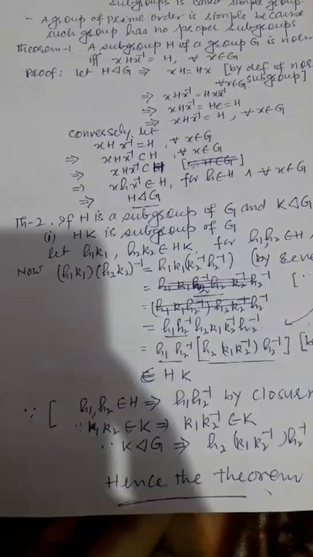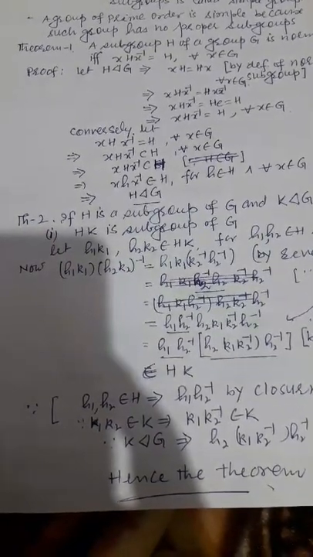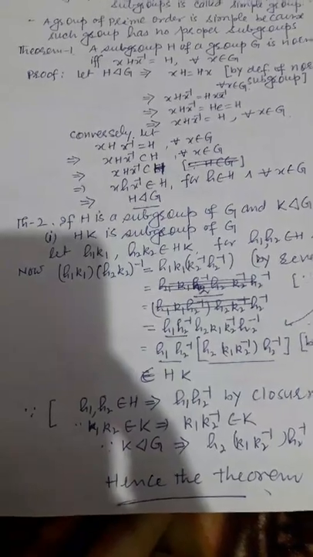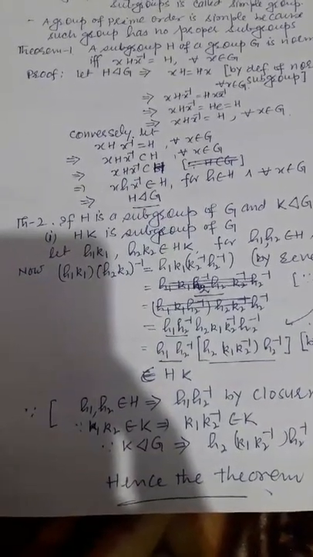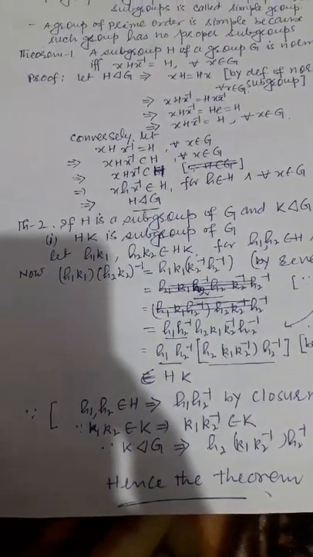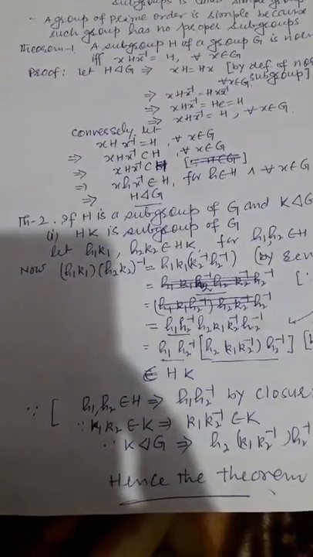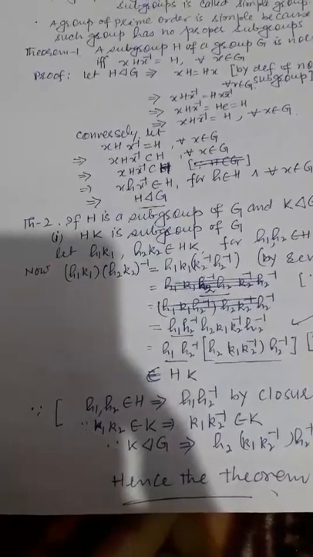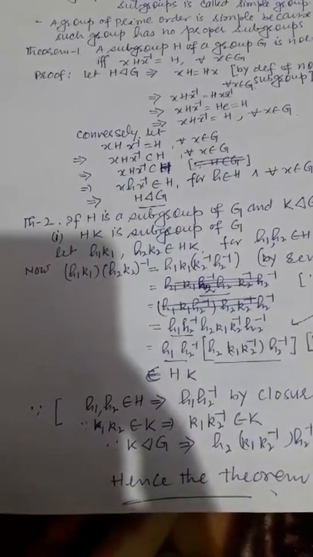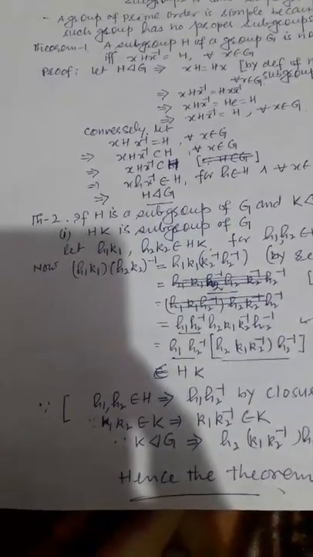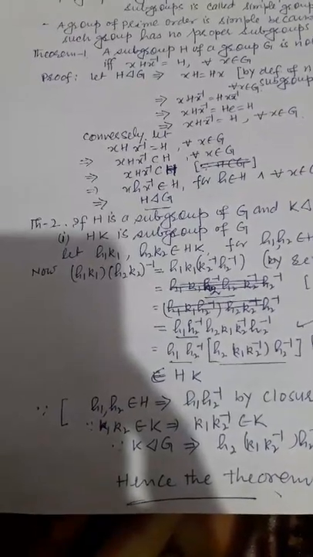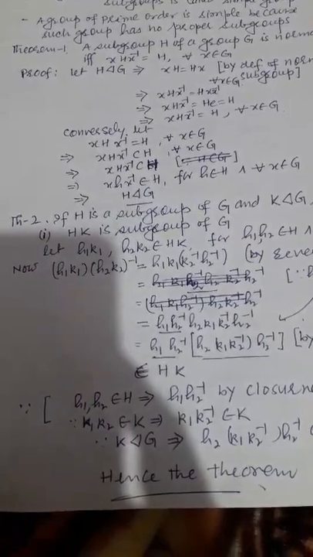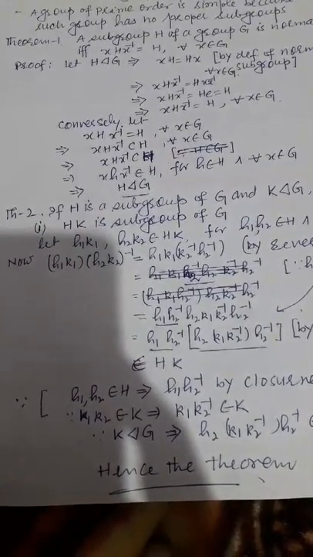So a group of prime order is always simple because we know a theorem: a group of prime order has no proper subgroups. Hence we can say it has no proper normal subgroup. So the statement is correct. Now let us consider a very important theorem.